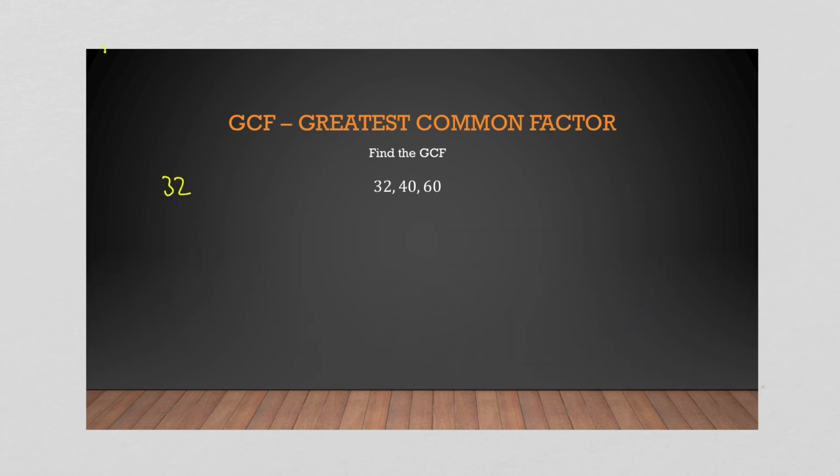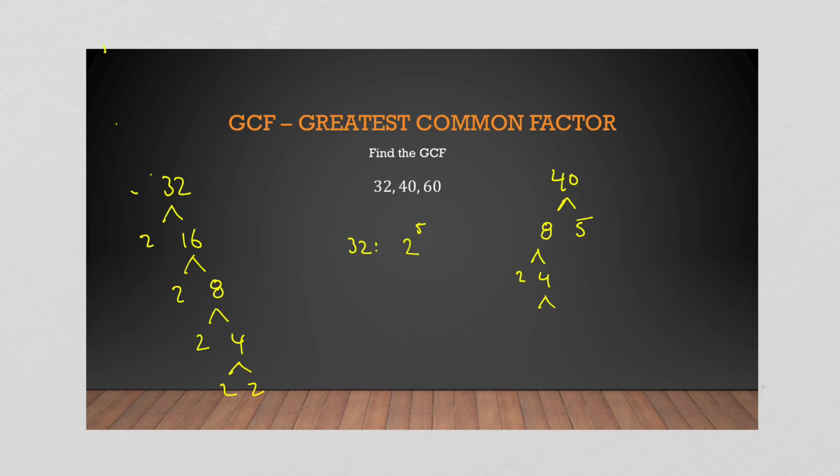So 32 is 2 times 16. Remember, you can break these down however you're most comfortable. You could have done 4 times 8. You could have done a couple other ways. So here we have 2 times 4, and then 2 times 2. Well, so that means 32 is 2 to the power of 5. Now, that should almost set off alarm bells right away, because 40 is 8 times 5, which is 2 times 4, which is 2 times 2.